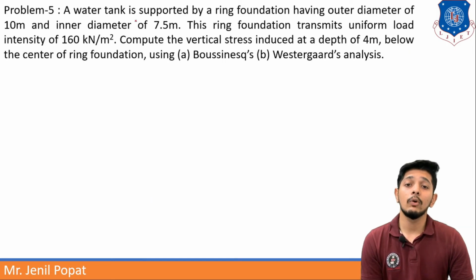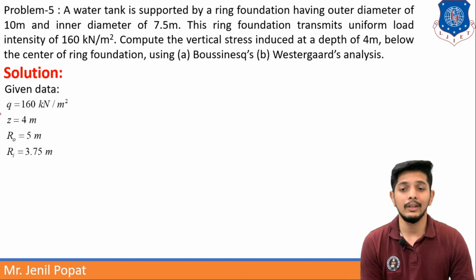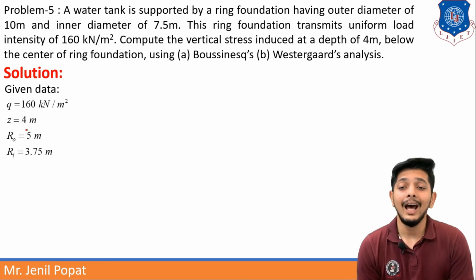Problem number 5. A water tank is supported by a ring foundation having outer diameter of 10 meter and inner diameter of 7.5 meter. So two diameters are given. This ring foundation transmits uniform load intensity of 160. Compute the vertical stress induced at a depth of 4 meter below the center of ring foundation by using Boussinesq and Westergaard's analysis. So we have both the formulas. We have given data, very simple. Q is given as 160, Z is equal to 4 meter, R 0.